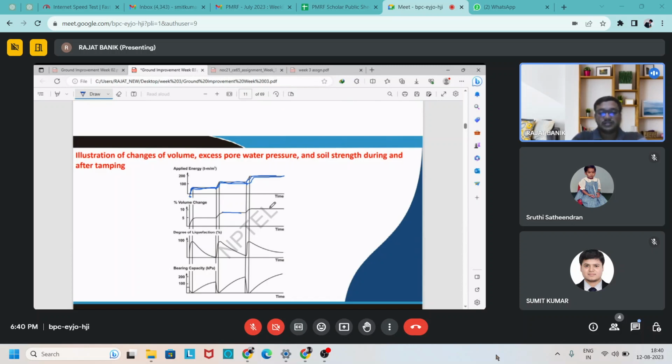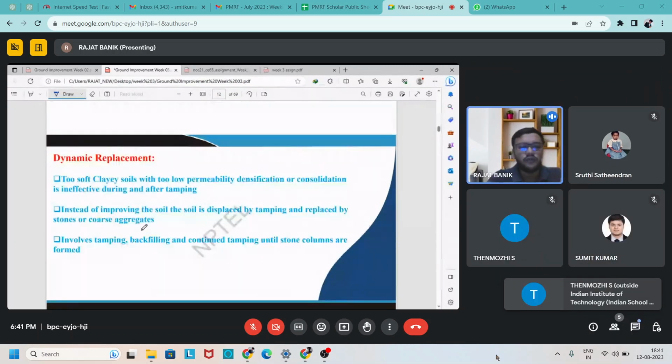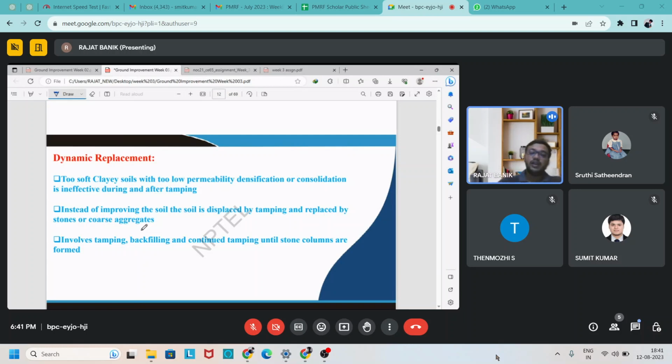So coming to the next slide, we discuss the dynamic displacement. Why do we discuss it here? If the soil is too soft in nature, that means the soil does not have that much bearing capacity to take the tamper load. So then the soil is displaced. When we apply the heavy energy, the soil is displaced, so a void space, subsidence or depression occurs.